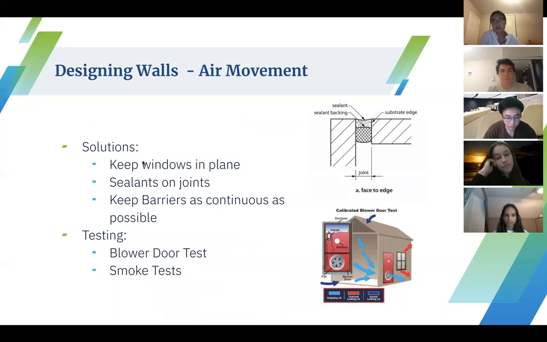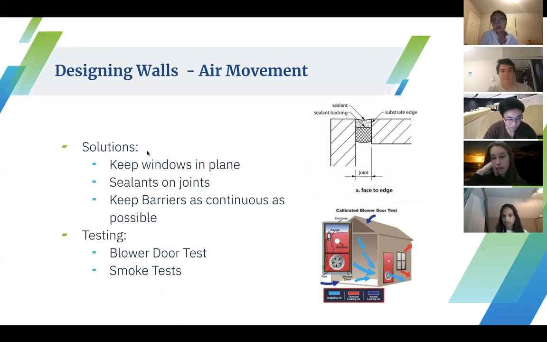So solutions to deal with this would be keeping windows in plane. And what that means is not really having further window sills and things like that, because that causes a thermal bridge, which basically just makes the building enclosure lose more heat through the structural members. You can also add sealants on joints, which mold into the space and block off any air leakages. And you should also keep barriers as continuous as possible, as mentioned before.